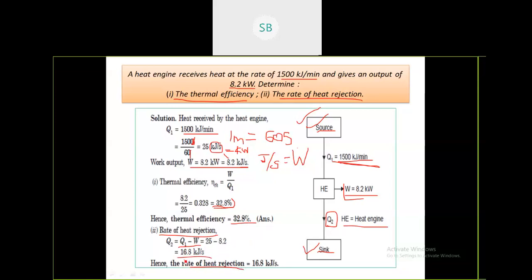Why is it given as rate? Because it is per second. Whatever heat we received is per minute.